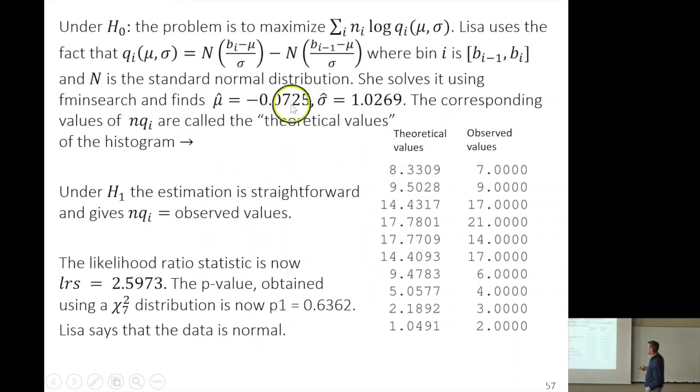So this is the maximum likelihood fitting of this model. And that gives the following theoretical values for the corresponding bins that are given here. So we do the same as Homer, but the values are obtained not from least squares fitting of the histogram, but by maximum likelihood estimation here. The likelihood ratio statistic is computed, and now we find that the p-value is large. P-value is large, which means we accept H0. H0 says the data is normal. So Lisa's test says the data is normal. Right.